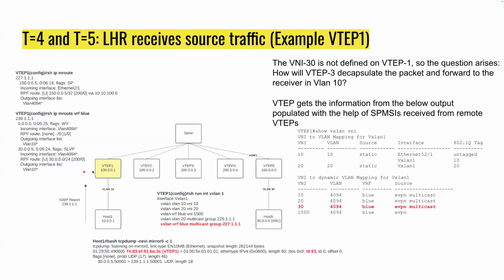If at all SVI 30 was present here as well on VTEP 1, this would change slightly. We can see in the upcoming sessions where we have those scenarios. But in this case, the IIF would be 4094 itself. In that case, incoming interface would have been VLAN 30, correct, if at all there was an SVI 30 on VTEP 1.